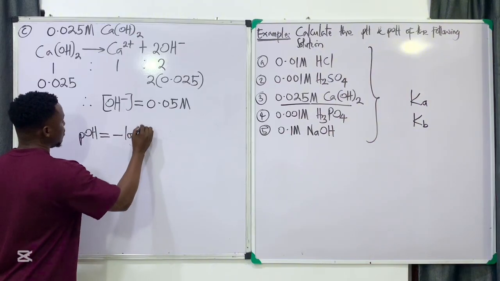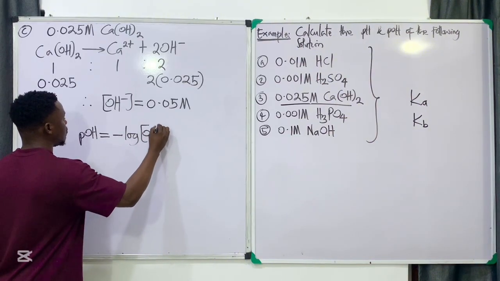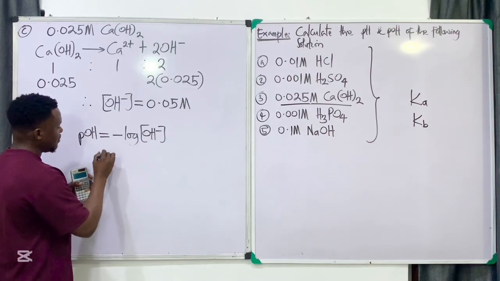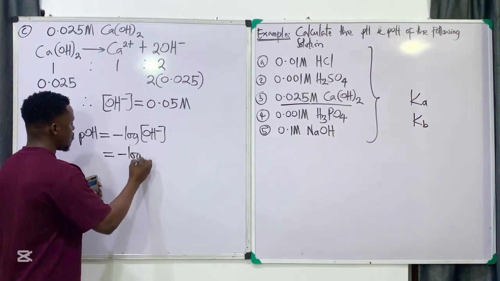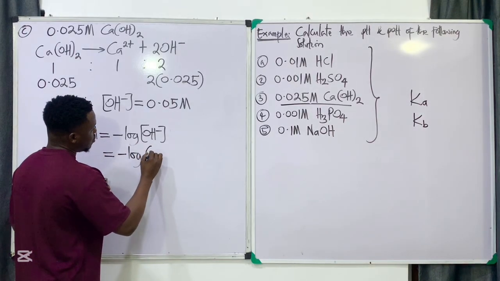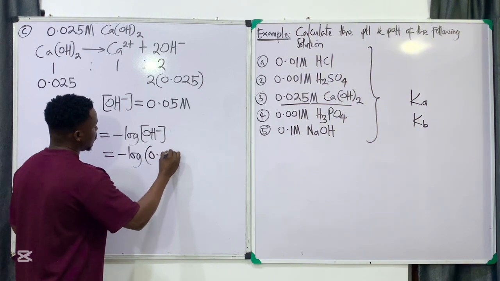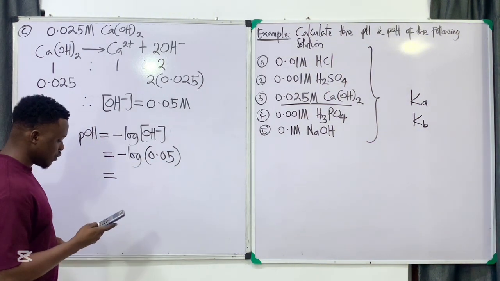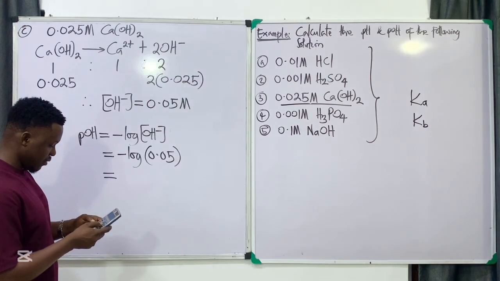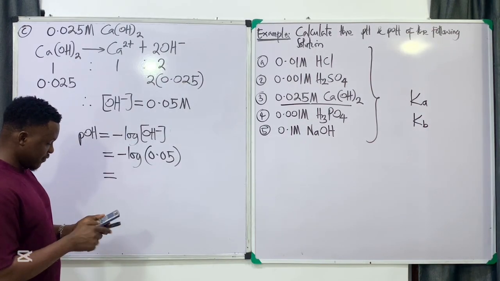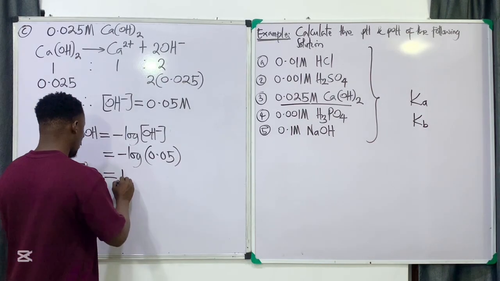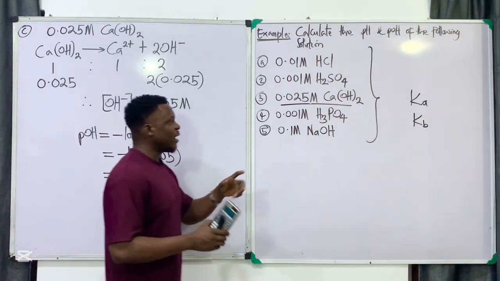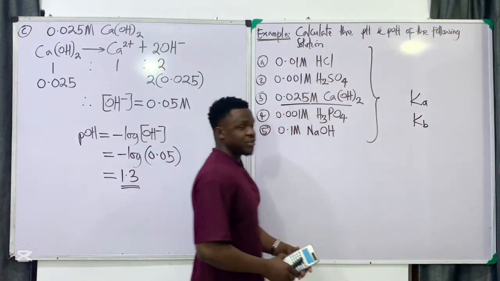minus. pOH is negative log of OH minus. So anywhere you see OH, you put 0.05. Now when you do that, you press your calculator. This becomes negative log of 0.05. So this is 1.3. But remember, you were asked to solve for pH and pOH.